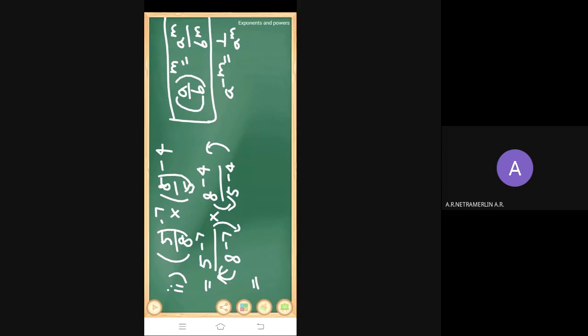8 power minus 7 will become 8 power 7 when you shift to the numerator, and 5 power minus 7 is 5 power 7. Then similarly here, 5 power 4 by 8 power 4. Okay. Now what can you do?